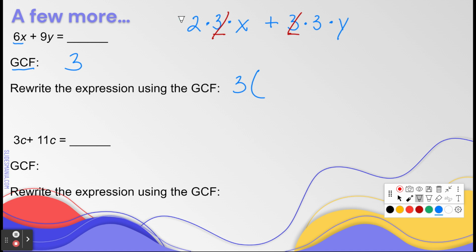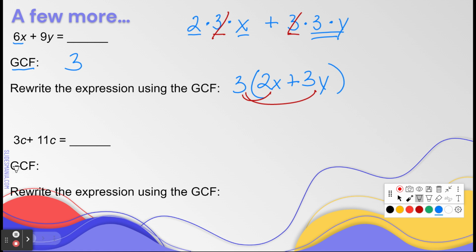Now, 3 times what gives us 6x? Look what's left, 2x. 3 times 2x is 6x. Plus 3 times what gives us 9y? What's left? 3 times 3y gives us 9y. So the equivalent expression using the greatest common factor is 3 times 2x plus 3y. And I just want to show you, if you look at this, you would go 3 times 2x is 6x, and 3 times 3y is 9y.